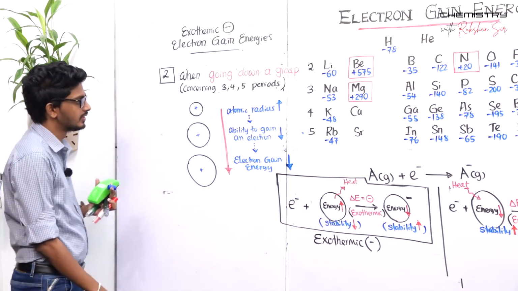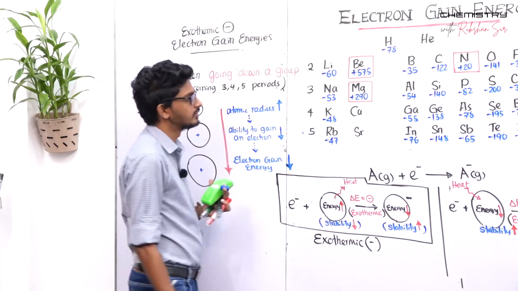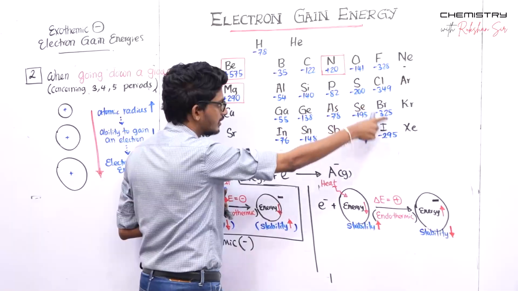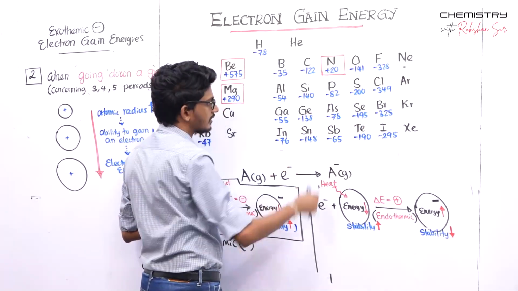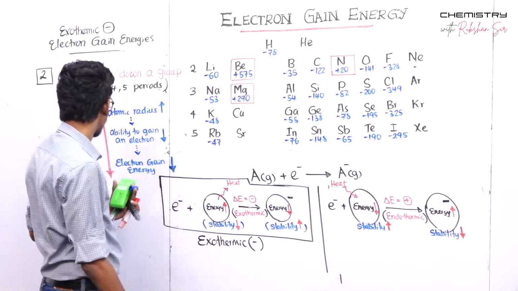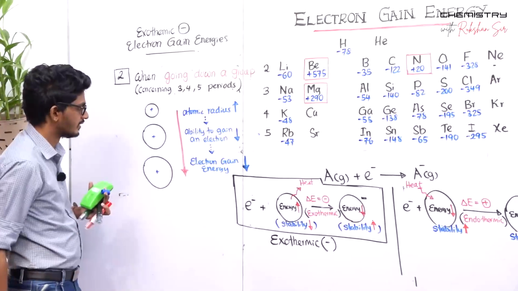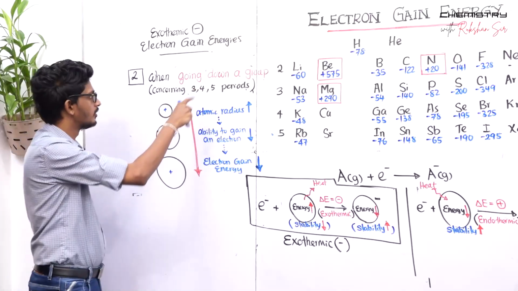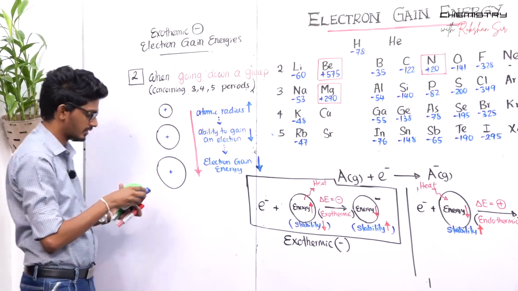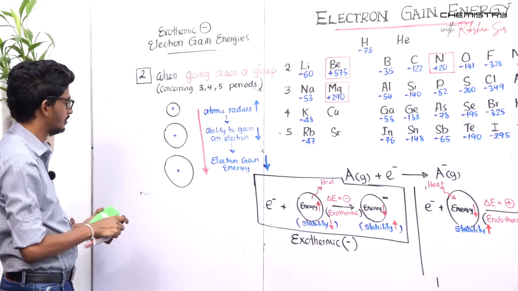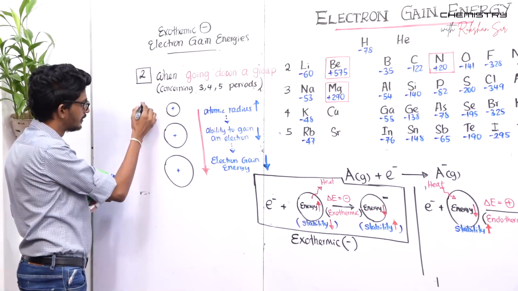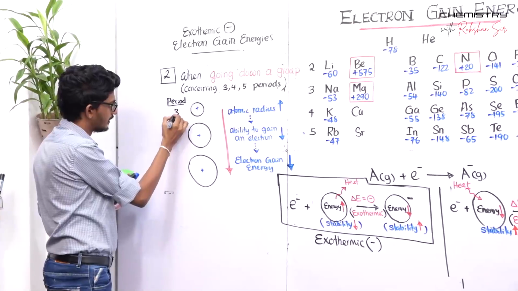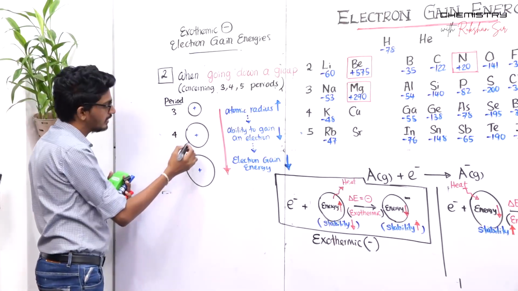So that is one trend we clearly see. Going down a group, in the third, fourth, fifth periods, the electron gain values decrease. That is one trend to observe. It is valid only for the third, fourth, and fifth periods, not for period two. You clearly see this trend in the third, fourth, and fifth.